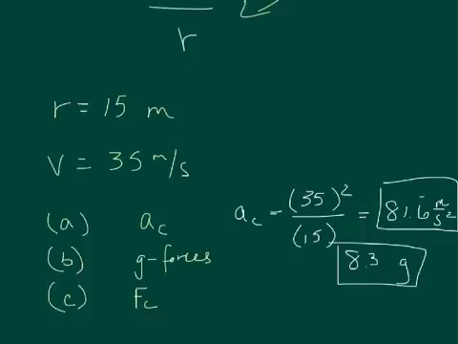Can somebody quickly go to Google and convert 35 meters per second to miles per hour? Just type in 35 m/s to mph. Looks like someone has it.